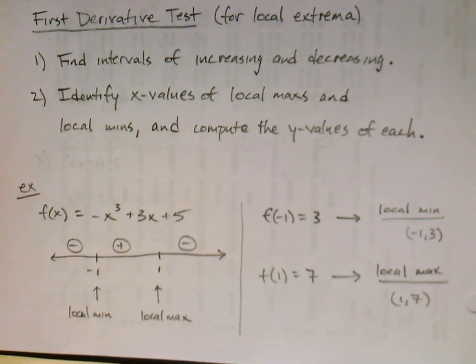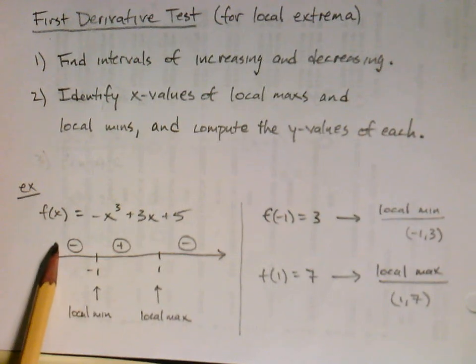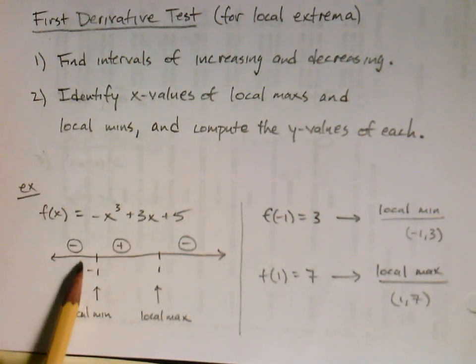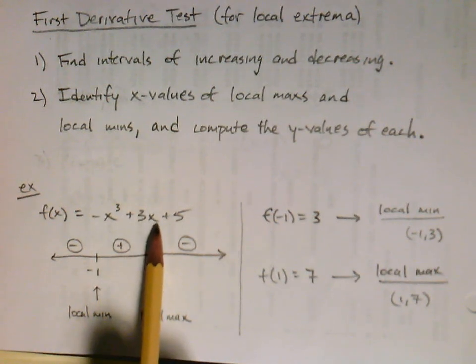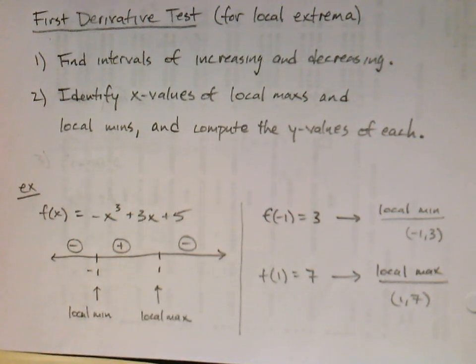Okay, but what if it's not so much that we're interested in the intervals of increasing and decreasing? What if it's the local extrema that we care about? So we could say, hey, this first one, at -1, it changed from negative to positive. The function was decreasing, then it started increasing. That must be a local min. And at +1, the function was increasing and then decreasing. That must be a local max. And there's no work to do there. We can just see it.